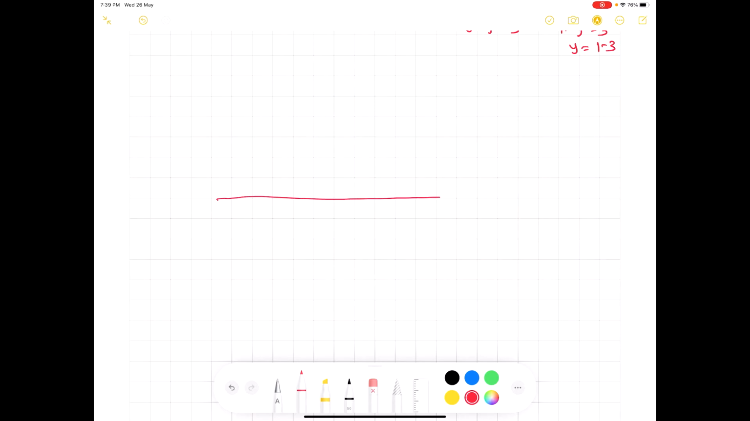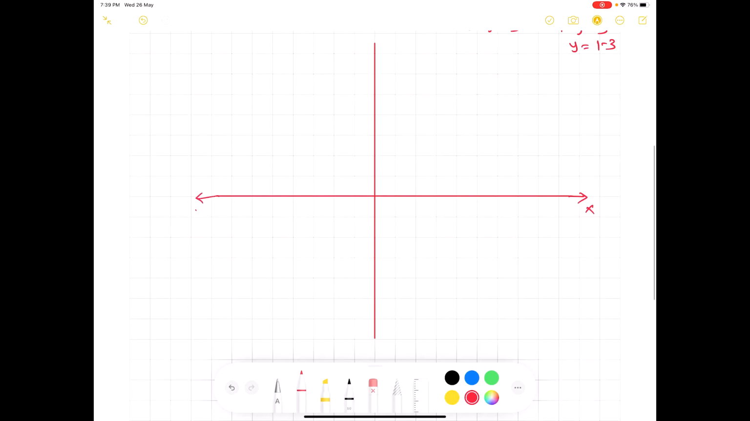Here I am drawing the x-axis. Fine. And this is my y-axis. Okay, x dash, then y, here y dash.